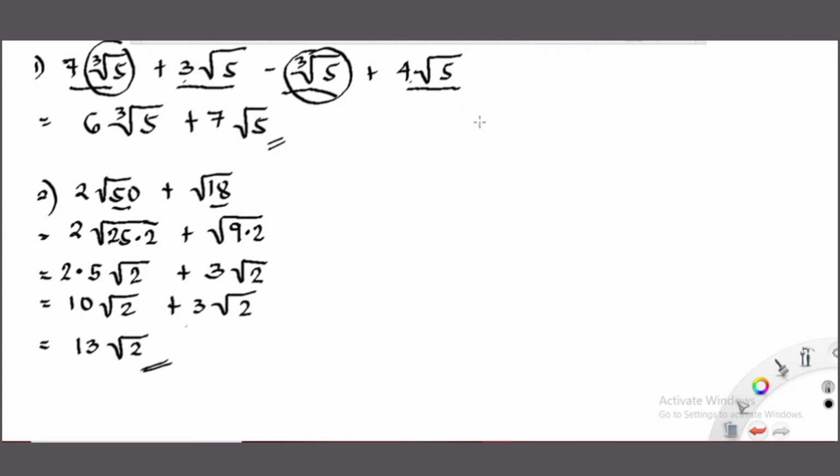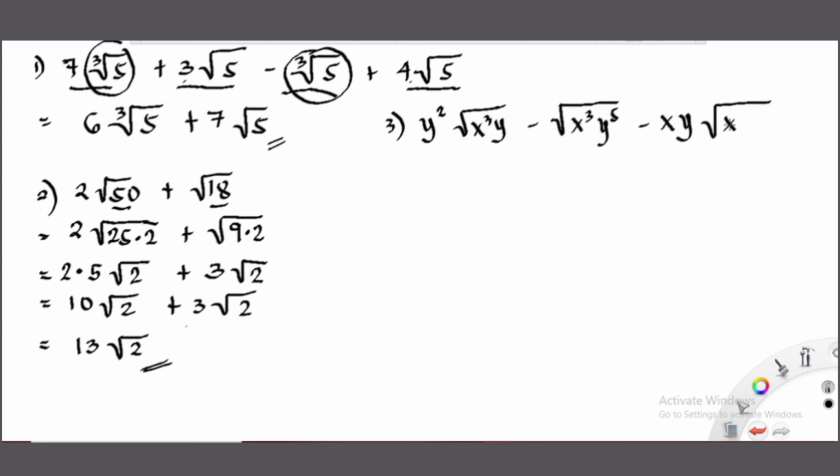Alright? Let's have example number 3. If we have y squared square root of x cube y and then minus the square root of x cube y raised to the 5th power minus xy square root of xy cube.